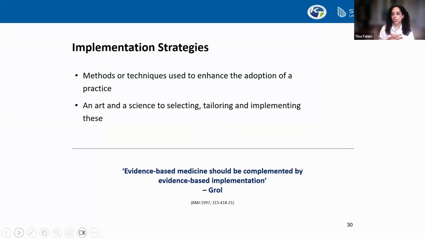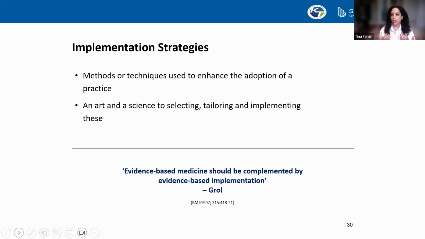In terms of the strategies that we could use, how we're going to bring about the change, these are methods or techniques that could be used to enhance the adoption of a practice. And there's really an art and a science to picking these strategies and operationalizing them. There's a quote by Richard Grol in the BMJ, and he says that evidence-based medicine needs to be complemented by evidence-based implementation. When we're picking these strategies, there are a few things we want to keep in mind. First, we want to make sure that they're rooted in theory, that they're actually going to tap into those behavioral components we identified. Second, we want to use the body of implementation science to operationalize these in the most meaningful way.